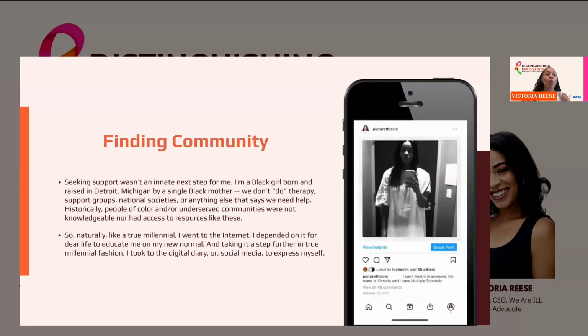So seeking support is not natural to me. It's funny because I have a patient advocacy group now, but seeking support wasn't innate to me. I'm from Detroit. I'm born and raised there from a single Black mom, and we don't do therapy. And that was what I thought at the time. We don't do therapy. We don't do support groups. We don't do no societies. And we don't do anything else that is telling people our business or asking for help. It's definitely letting people know that something could be wrong. We don't do that, in quotes.